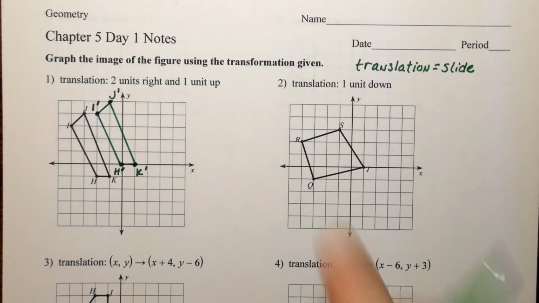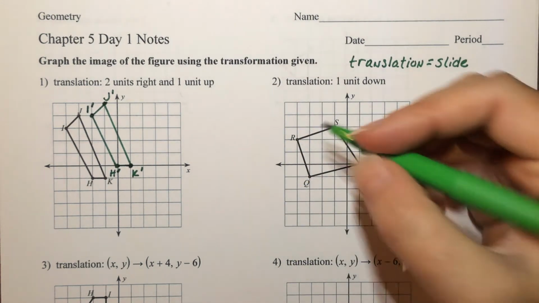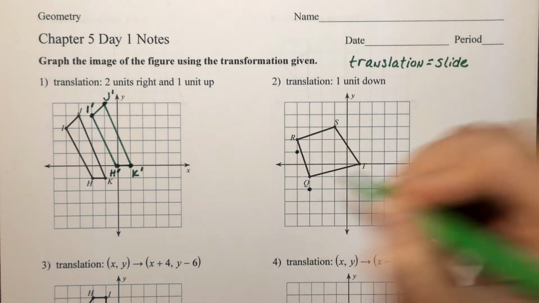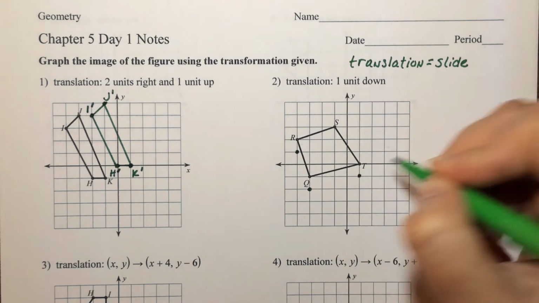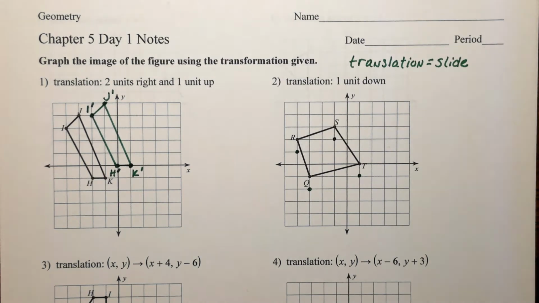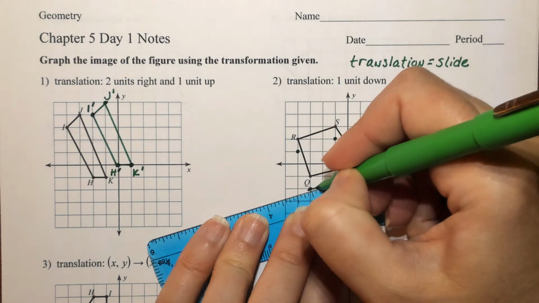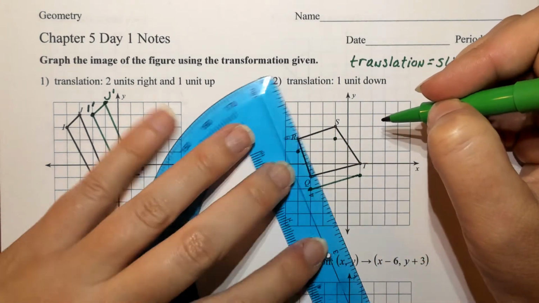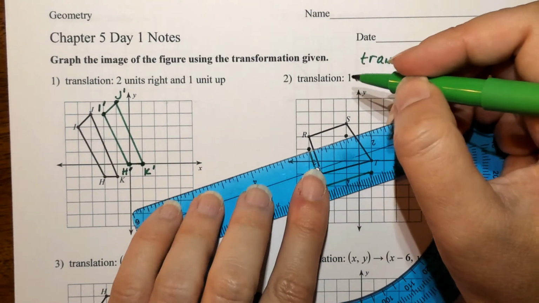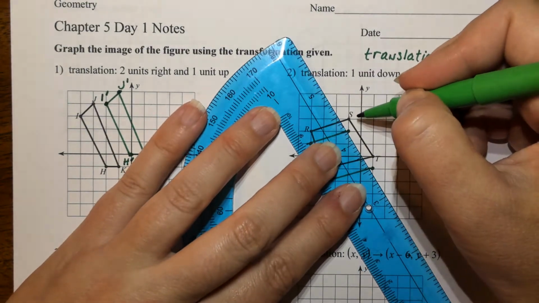Some translations just do one thing. This particular one is super easy. It's just 1 unit down. So I'm going to take each coordinate R, 1 unit down, Q, 1 unit down, T, 1 unit down, S, 1 unit down. And don't forget that you can pause this video at any point if you need to draw the original shape if you are not able to print. It's no problem, just pause the video so that you can graph the original shape.